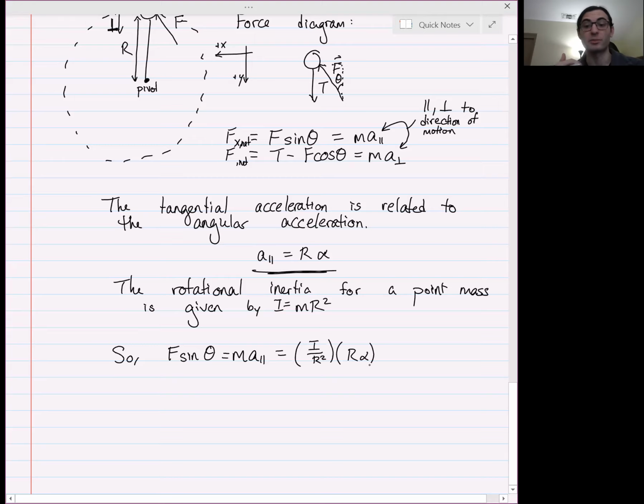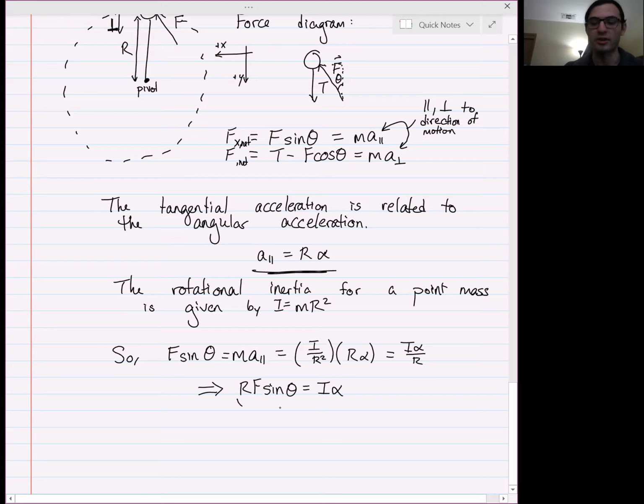All I'm doing is substituting in what m is in terms of its moment of inertia, substituting in what a parallel is in terms of its angular acceleration. And so we can do some simplifying, and we get I alpha over r. I promise we're getting somewhere with this. And so rearranging, we get that r times F times sine theta is equal to I alpha.